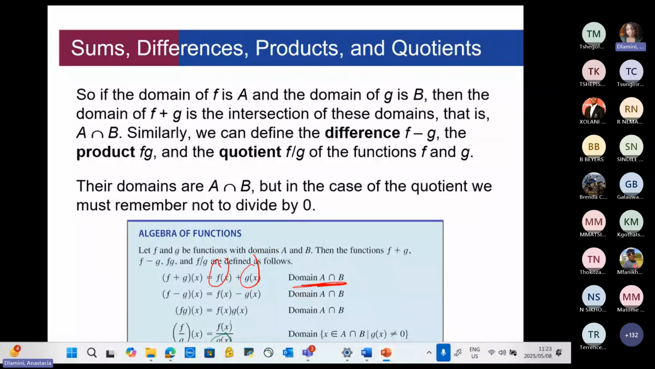So now they're saying that even when you are subtracting, the domain is still the intersection of those domains. Even when you're multiplying, the domain is still the intersection of those domains. And when you're dividing the functions, the domain is still the intersection of the domains, but excluding the values of x for which, when you substitute, the denominator is equal to 0. Let me write it here because I cannot see it on my side. This part here should not be equal to 0, because we know that division by 0 is undefined. That's what the block is saying.